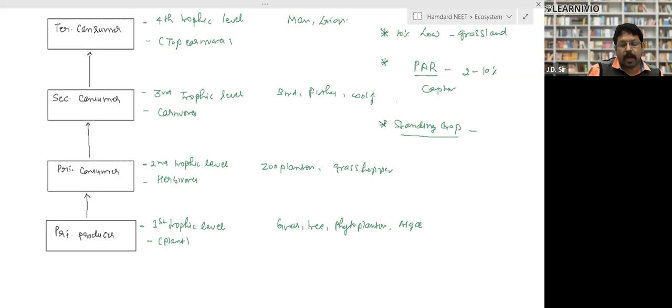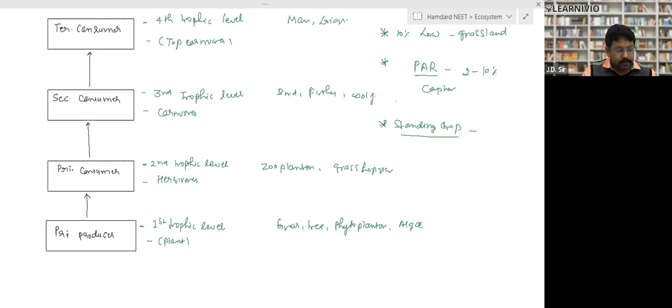Or suppose that in between I took out 10% of the fishes and sold them. So this is not 1 ton, it is only 9 quintal or 900 kilogram, right? So the standing crop is the amount available at a particular time period. That is called a standing crop, right? If you want, please note it down.